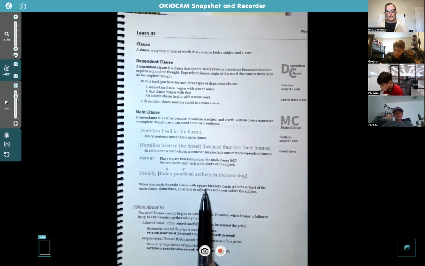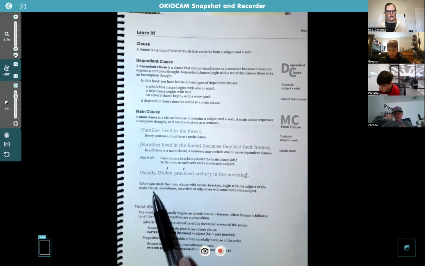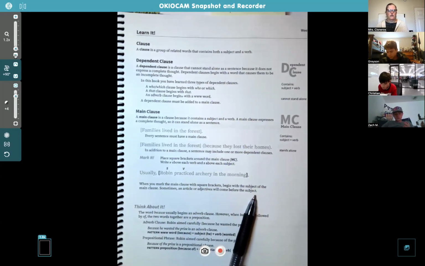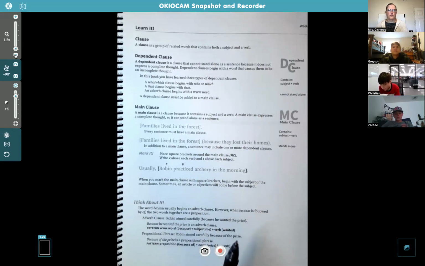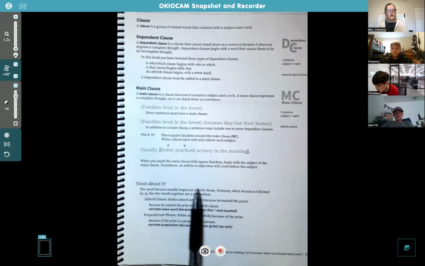When you mark the main clause with square brackets, begin with the subject of the main clause. Sometimes an article or adjectives will come before the subject. Okay, but it usually starts with the subject near the front of it. Here we have, think about it.